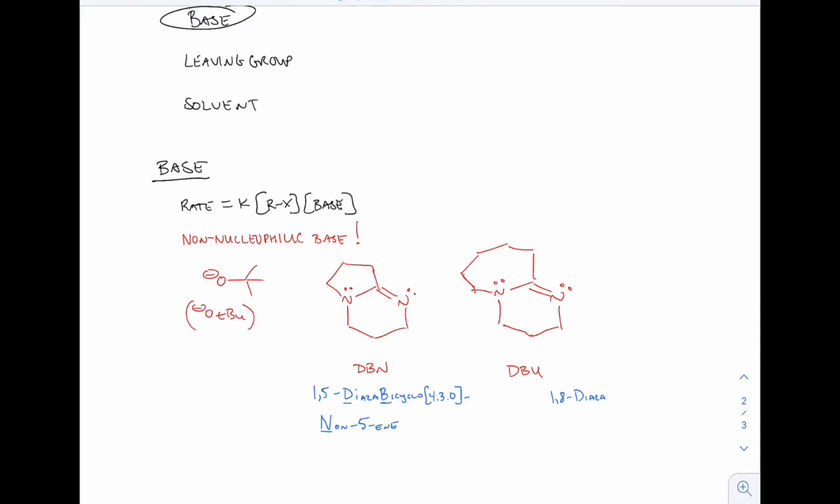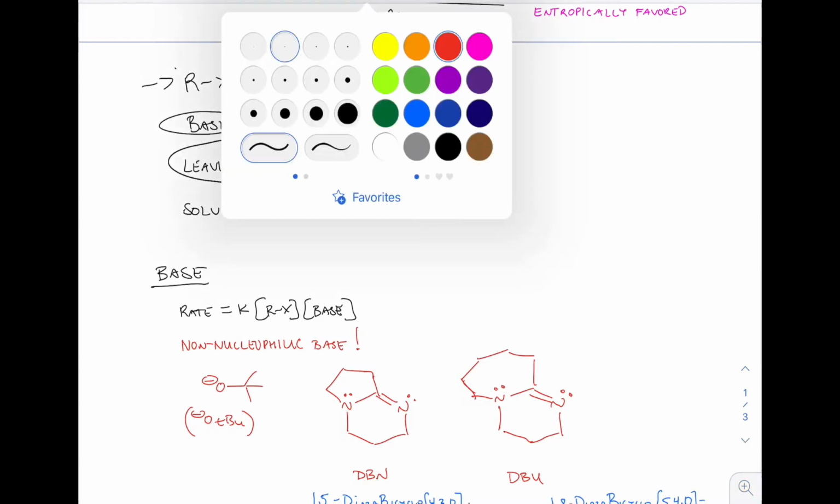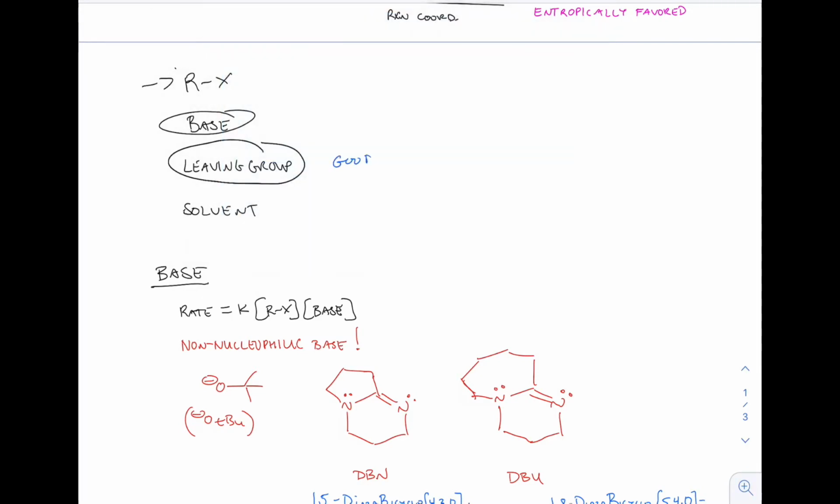And then DBU, very similar again, but it's 1,8-diazabicyclo[5.4.0], and the last part is undecene. And so there you go. That's the DBU. These are two options for non-nucleophilic bases. So if you ever see tert-butoxide or DBN or DBU, then you're thinking elimination reaction. Okay.